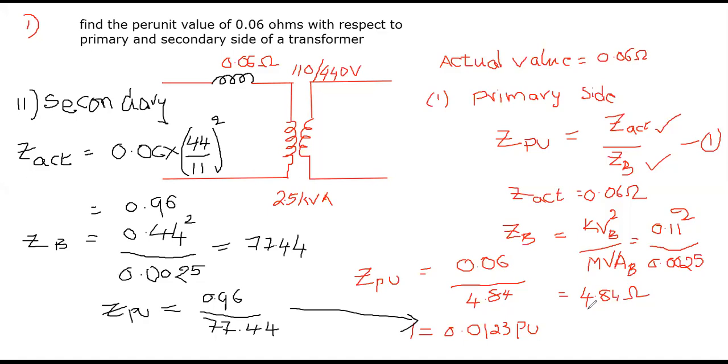But the only thing is you need to remember the formulae that we have used. The two important formulae in this case: you need to remember the basic definition, Z per unit is equal to Z actual by Z base. Second one is Z base. How do we determine the base value of the impedance? That can be obtained by kV base whole square divided by MVA base.